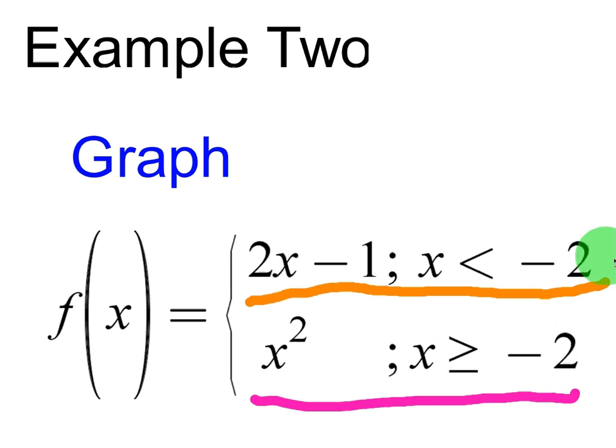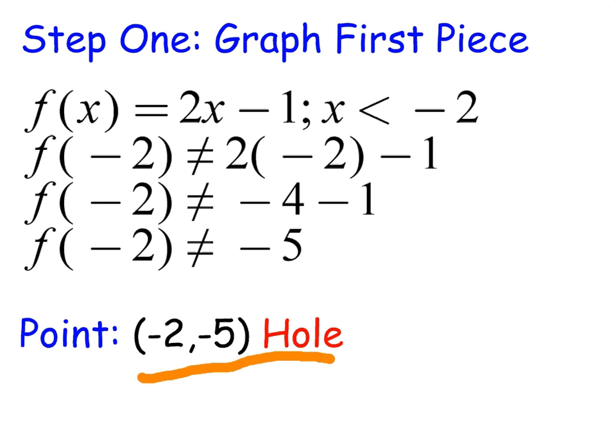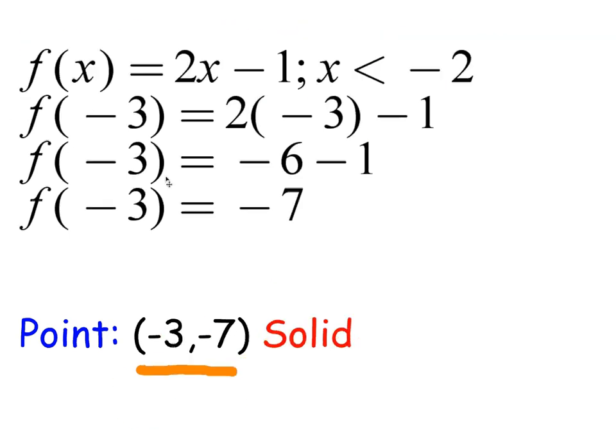Remember, folks, just graph it one piece at a time and you'll never go wrong. So let's go ahead and graph the first piece. So remember, you're going to take this value that's part of your interval and plug it into your piece. So I'm going to figure out 2 times negative 2 minus 1, or f of negative 2, so that gives me negative 4 minus 1, which is negative 5. And because there's no bar here, and I plugged in negative 2 and got negative 5, there's going to be a hole at negative 2, negative 5.